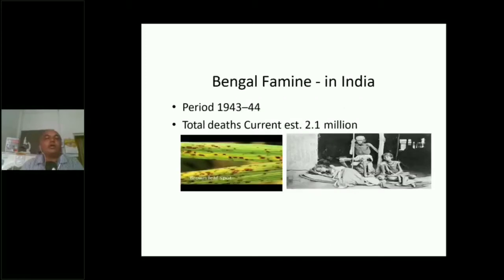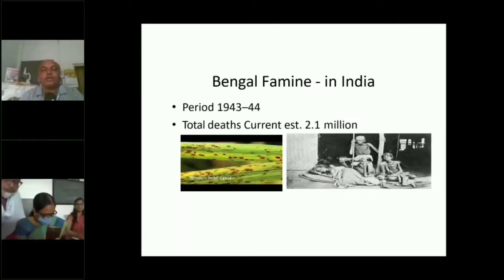Later on, before our independence in 1943-44, our country also had a famine called the Bengal famine in India. Here the crop was paddy, and the disease was Helminthosporium blight of paddy. That disease caused famine in Bengal, because at that time our primary food was paddy, and due to this blight disease, so many people died, around 2.1 million.